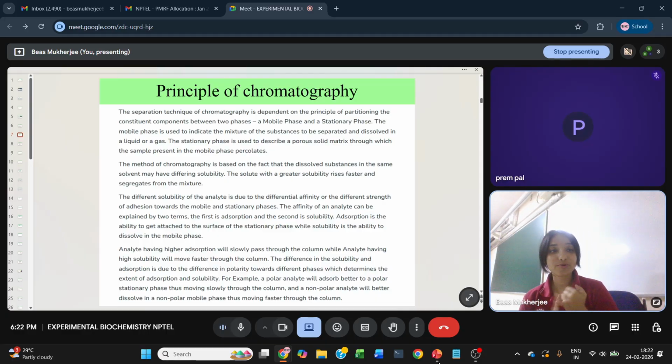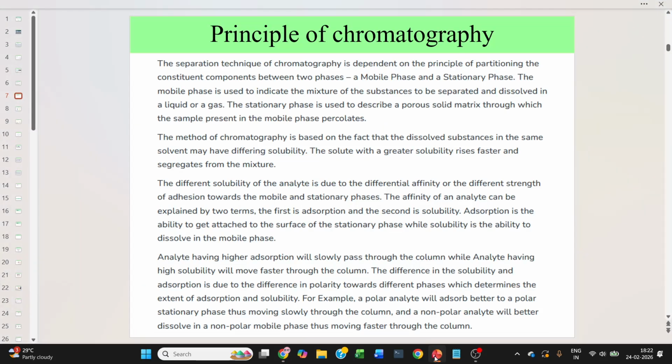Okay, so it can depend upon the polarity, it can depend upon the charge, it can depend upon a lot of different things, like affinity for the specific stationary phase, etc. So for example, a polar analyte will adsorb better to a polar stationary phase and thus move slowly through the column, and a non-polar analyte will dissolve better in a non-polar mobile phase, thus moving faster in the column. So that is the basic principle of the stationary phase and the mobile phase and the partitioning between these two phases. Okay, hopefully you have understood. Now we'll move on.